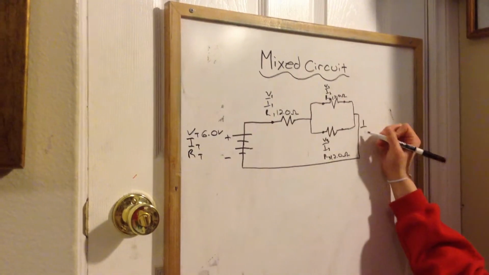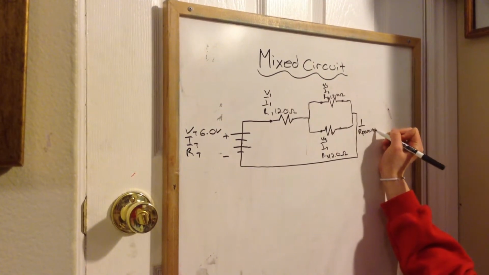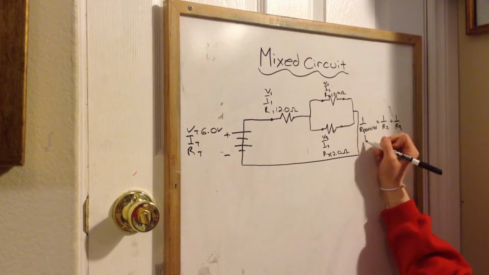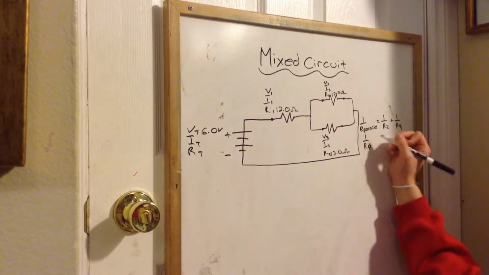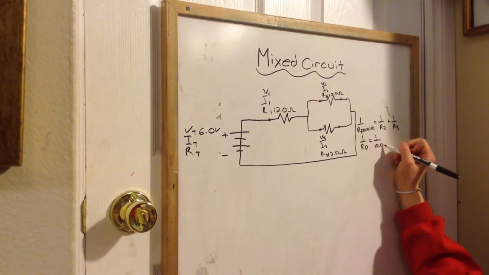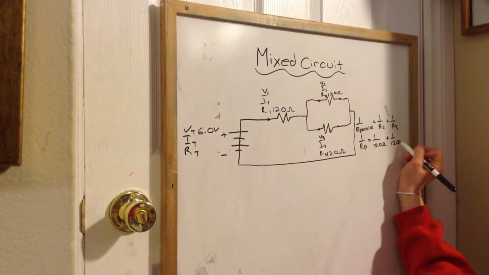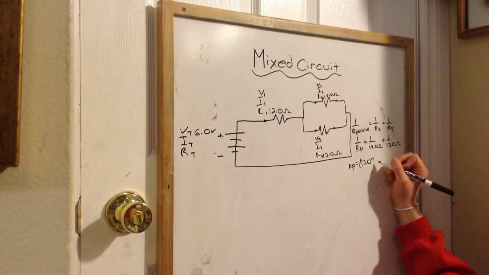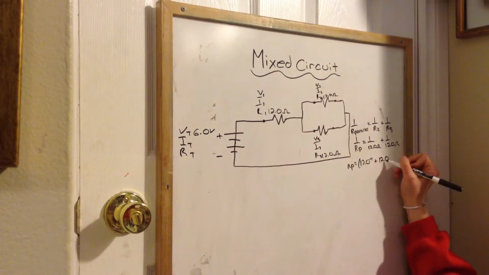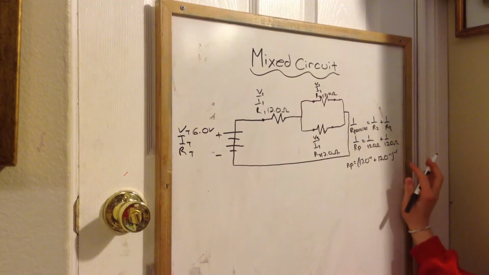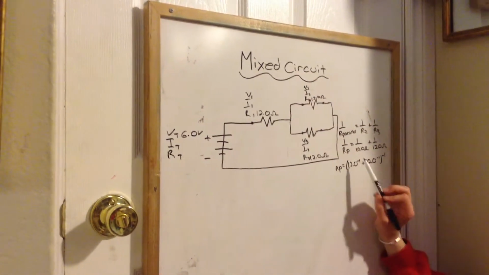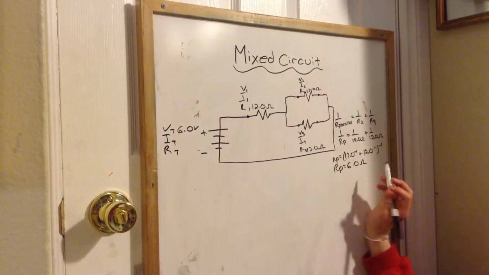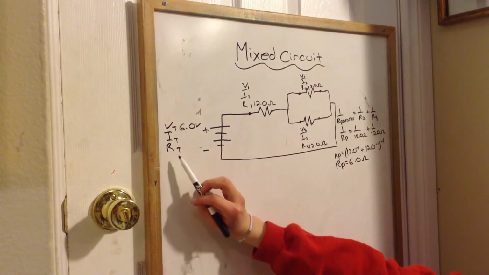So I do 1 over R parallel equals 1 over R2 plus 1 over R3. So 1 over RP, RP is short for R parallel, equals 1 over 12.0 ohms plus 1 over 12.0 ohms. I'm going to rearrange that like this. So 12.0 to the power of negative 1 plus 12.0 to the negative 1, all to the power of negative 1. And this is how you rearrange this type of equation for R parallel. And this will give me 6.0 ohms.